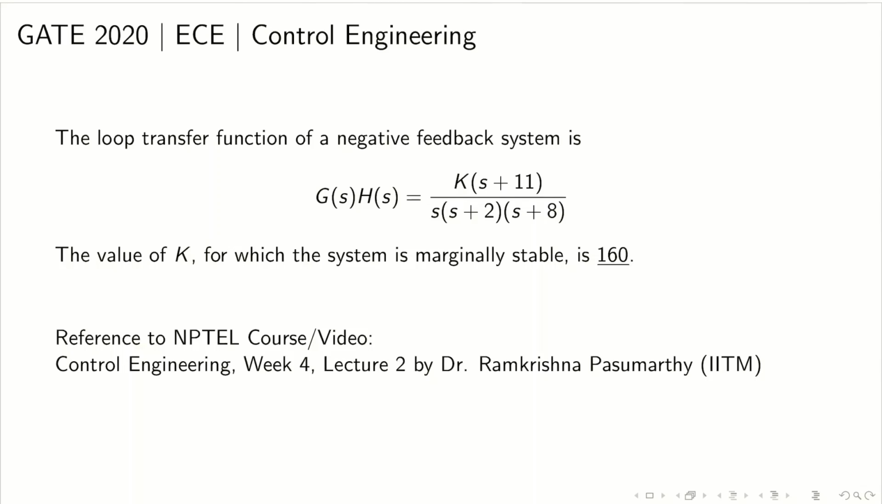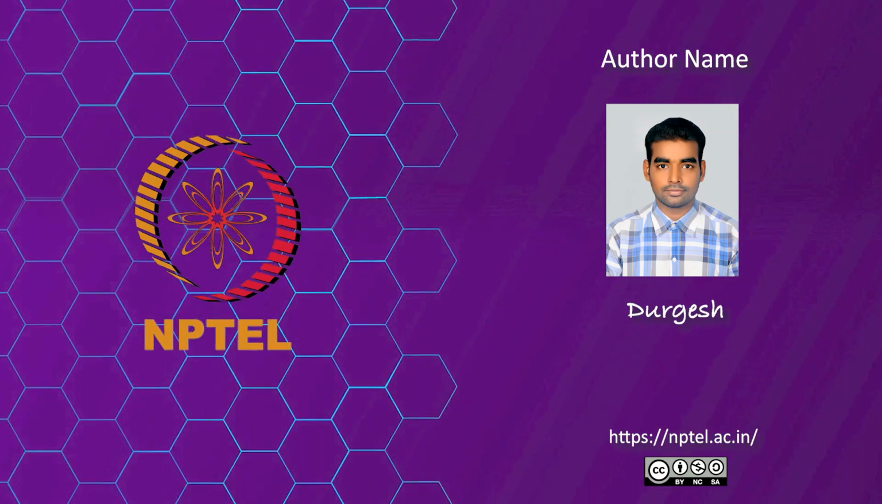To solve this problem, first we found the characteristic equation of the system, and then we used the concept of the Routh-Hurwitz criteria to obtain the value of k.